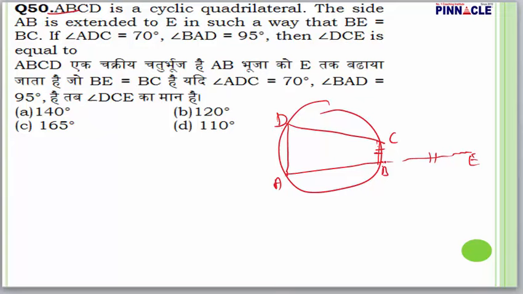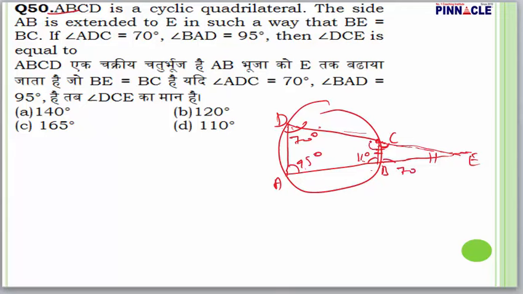ADC is 70 degree. ADC, this is 70 degree. BAD, this is 95 degree. DCE, we have to find the value of this. In fact, this would not be a straight line, which it seems here, because this can be here like this. This could have been here, and so angle of this would be equal to, this is 70, then this would be 110, because the sum of opposite angles in a cyclic quadrilateral is 180, so this is 180, 110, this would be 70.